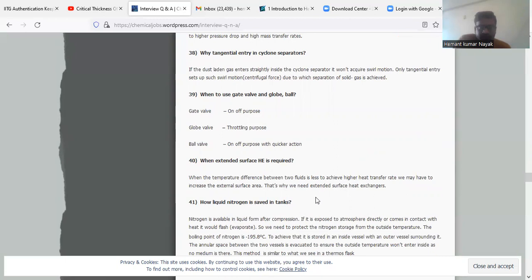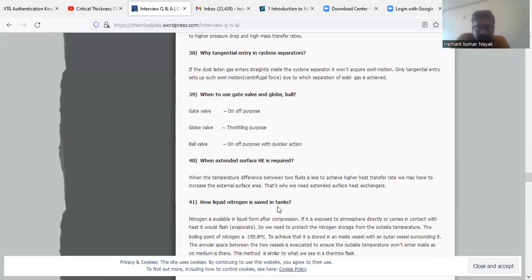When is an extended surface heat exchanger required? When the temperature difference between two fluids is small, to achieve a higher heat transfer rate we may have to increase the external surface area. That's why we need an extended surface heat exchanger.